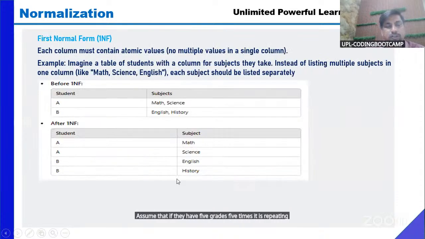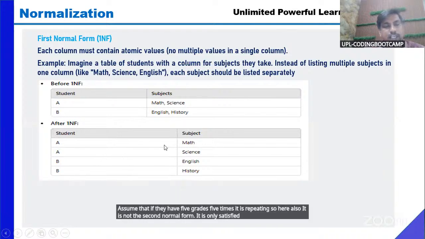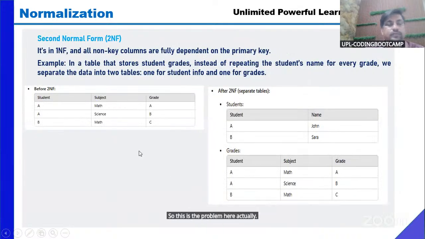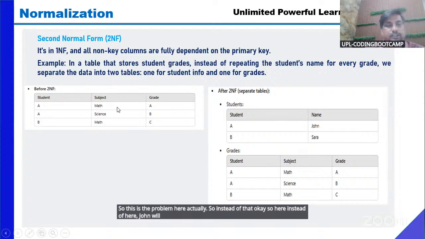So here also, it is not the second normal form. It is only satisfied because A maths, A science, B English, B science. So this is the problem here actually. Instead of A, here John will be there. John maths A, John science something like a B grade. So like this, it will be repeating.